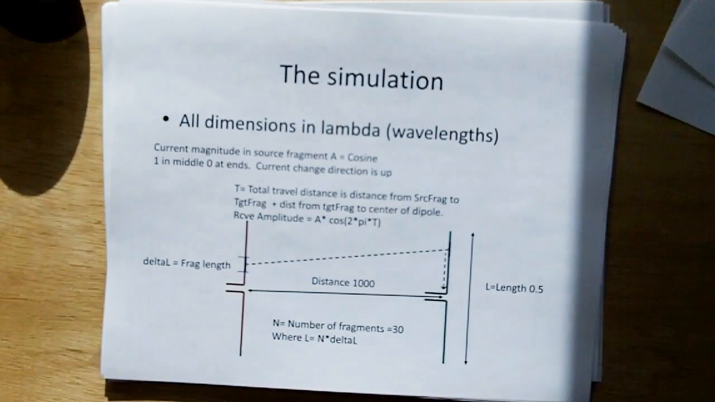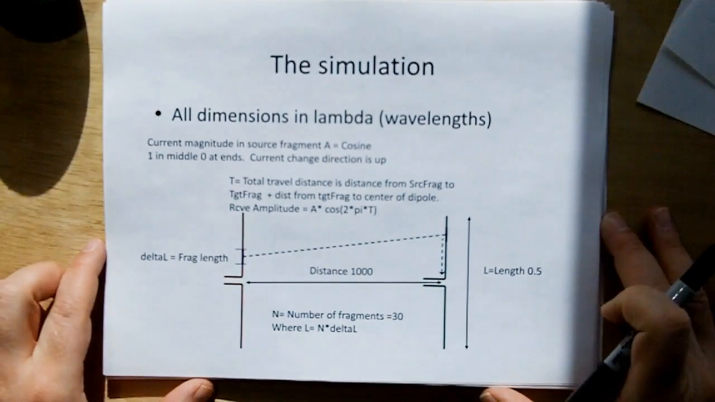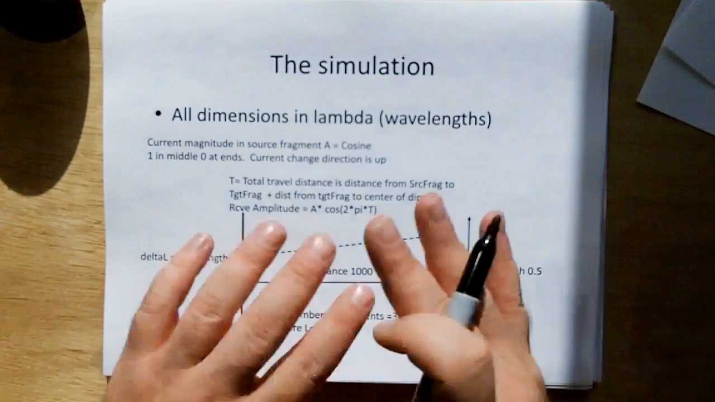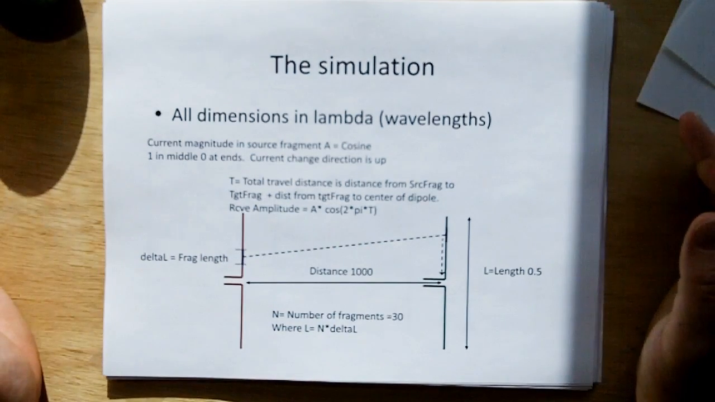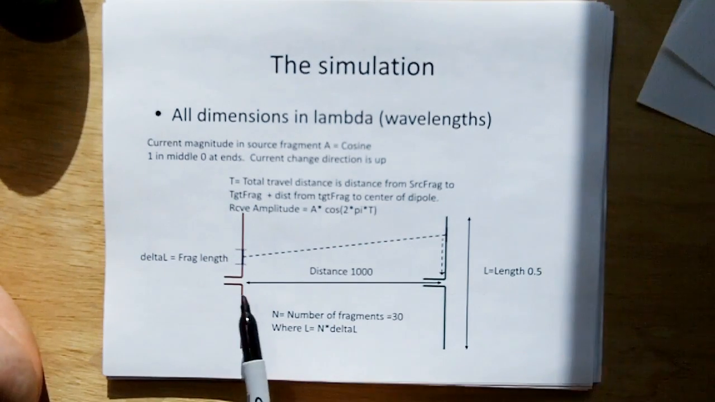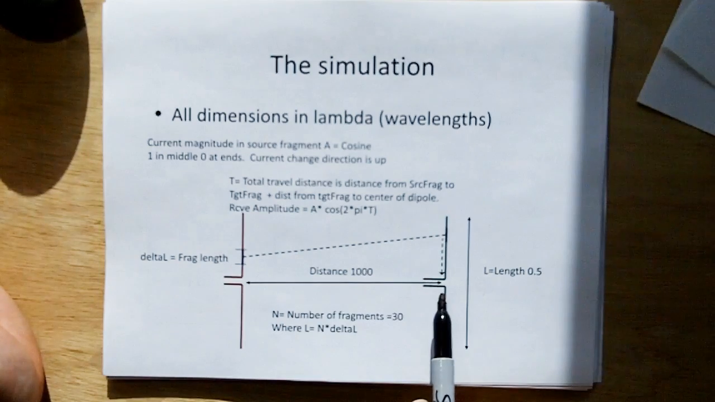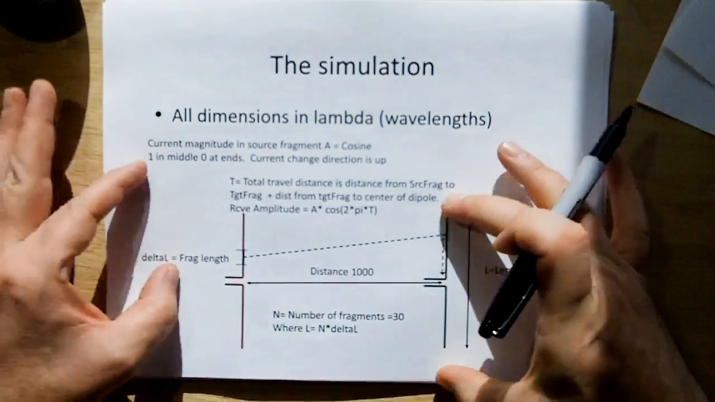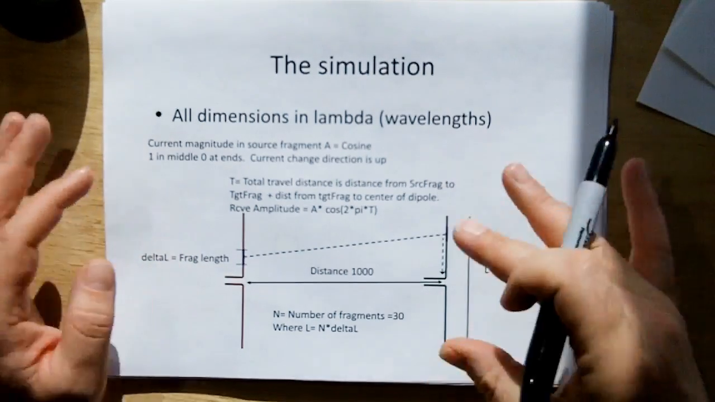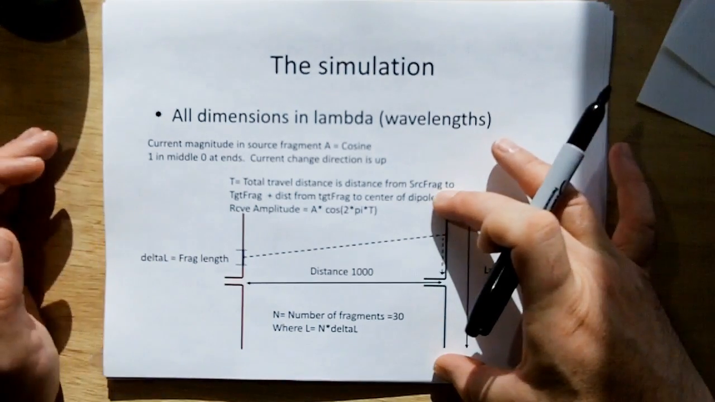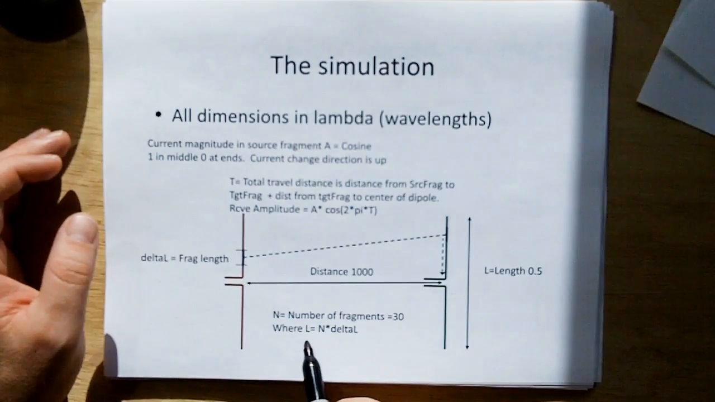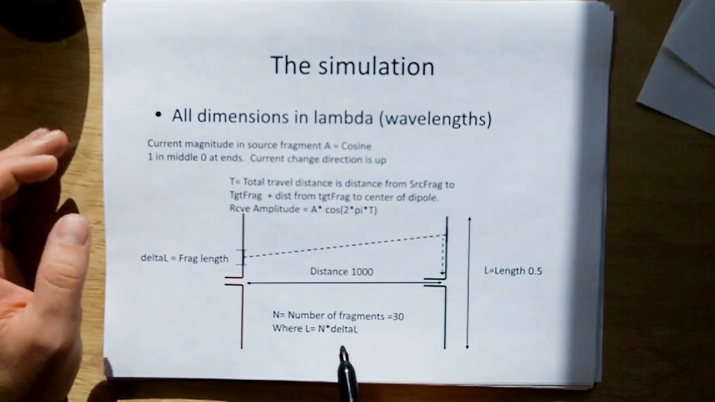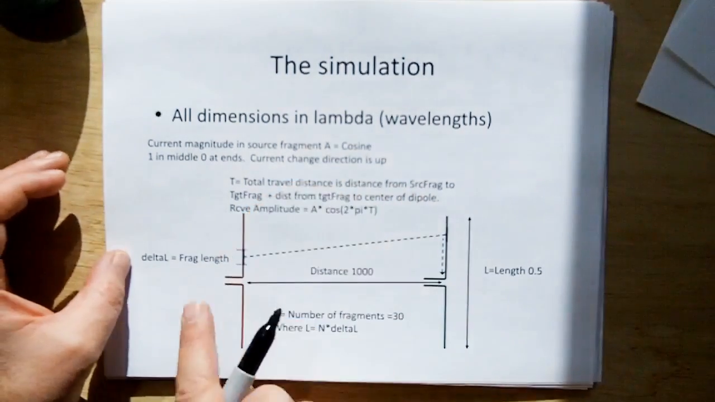So the simulation, I'm not going to go into too much detail here. This is for you to read on your own in case you want to try to simulate this yourself. I'm showing you what I did for the computer simulation. All lengths are in lambda, wavelengths. The distance between the source and the target dipole is 1,000 lambda, and the length of the dipoles is half lambda. I've broken up the dipoles into 30 fragments, where the length of the dipole is 30 times delta L, the fragment length.